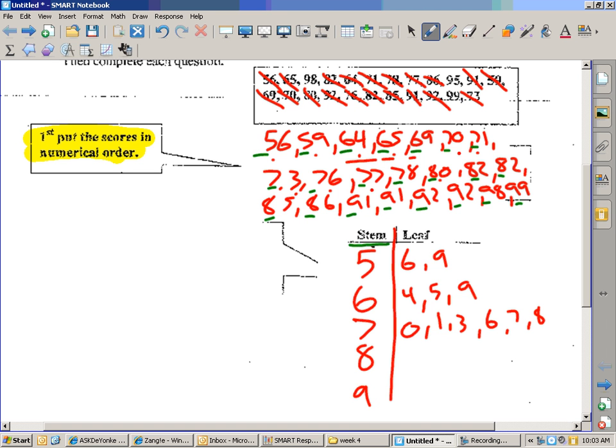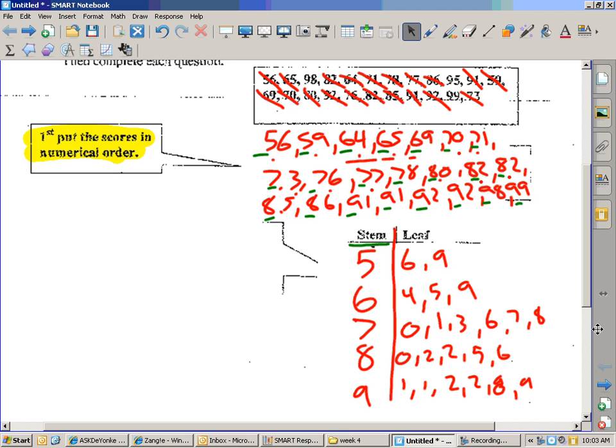Going to our 8s, there was 80, so you had a 0. And there were two 2s. You do list them both. Then 85, 86. Going to the 90s, 91 occurred twice. 92 occurred twice. 98 occurred, and then 99.